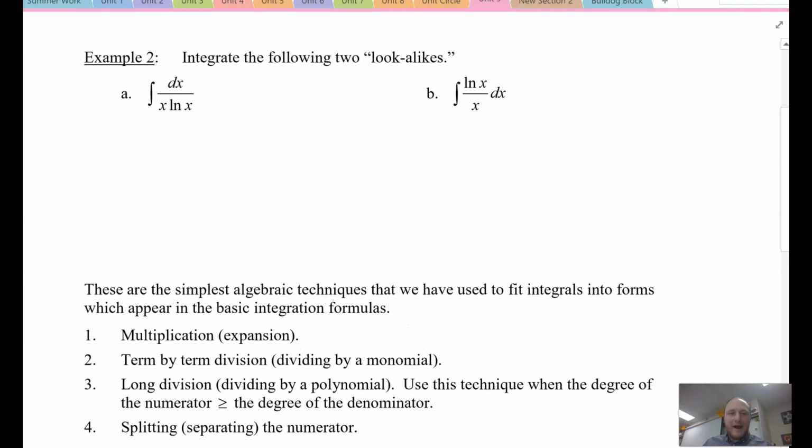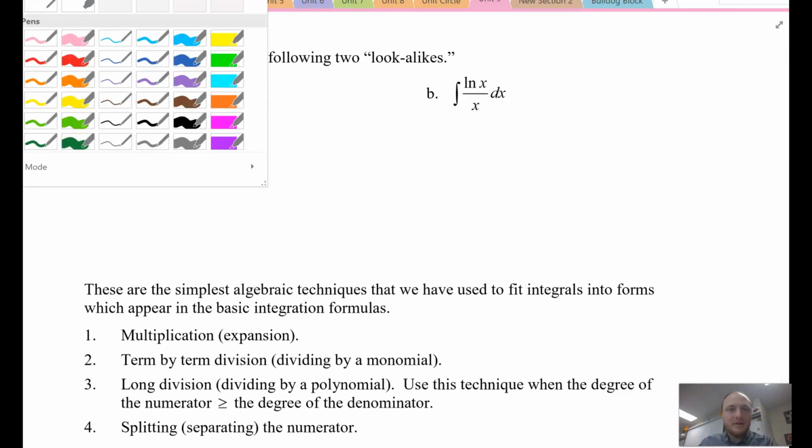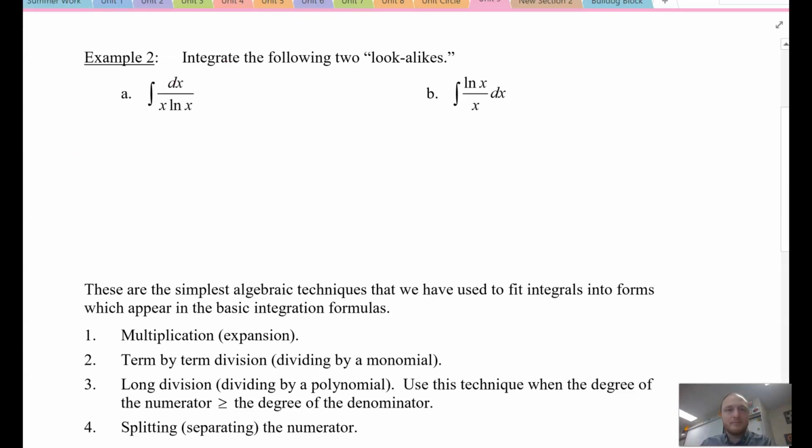Example 2, we were asked to integrate. I'm going to switch my pen here. Okay. We want to go ahead and integrate some problems involving natural log. Whenever we have a natural log, you should immediately ask yourself, do I have its derivative? Is there a u prime to account for this, which is 1 over x? And you'll notice in this problem I do, right? This is essentially a 1 over u problem, right?